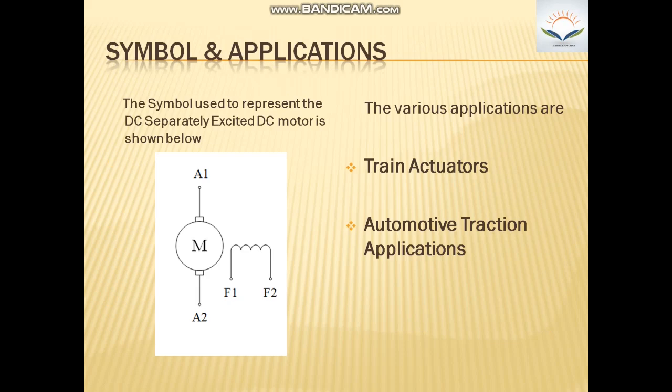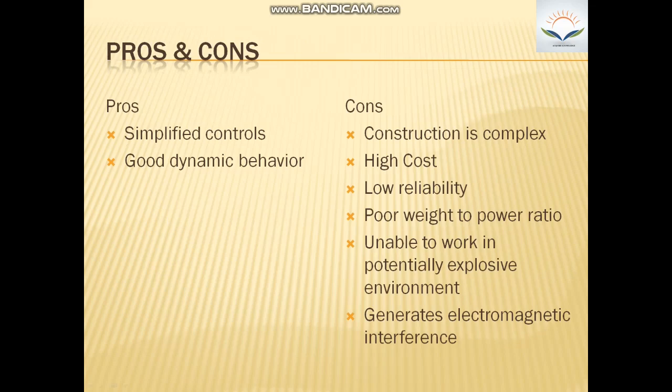The symbol used to represent the separately excited DC motor is shown in the figure. It comprises the armature and the field winding depicted separately. The applications of a separately excited DC motor include train actuators and automotive traction applications.